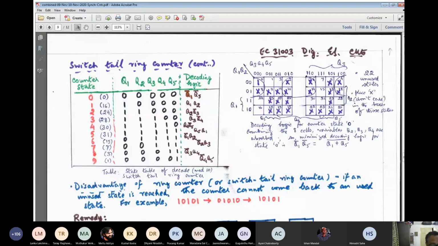Now, as far as the decoding logic is concerned, you see these are very interesting. You require only a two-input AND gate or a two-input NOR gate.